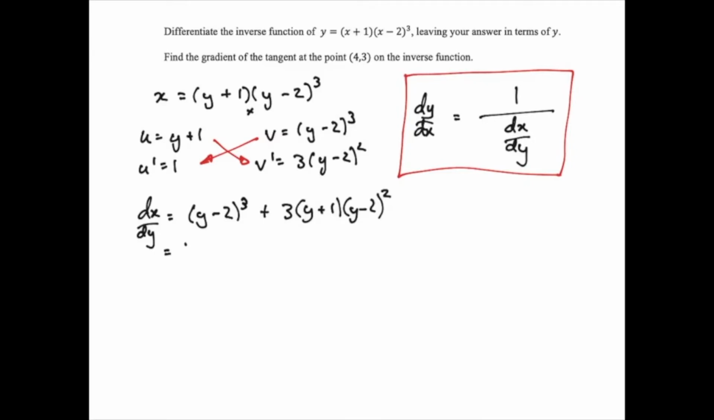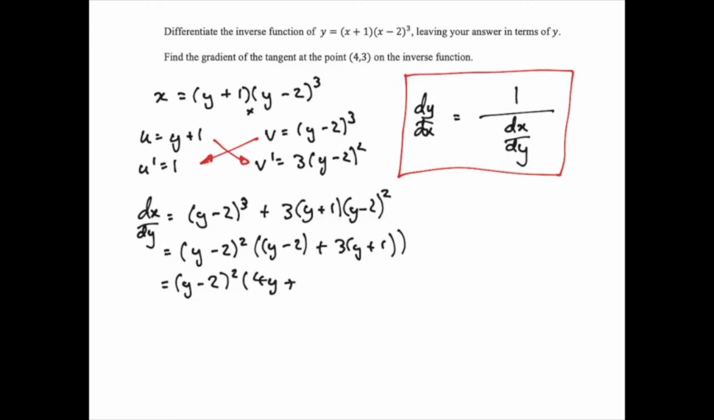And I can make that a little bit more presentable by taking out the y minus 2 squared as a common factor. Then I'll have a y minus 2 plus 3y plus 1, and group your like terms, 4y plus 1.